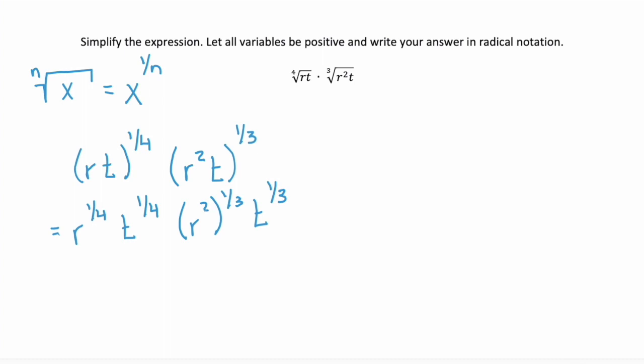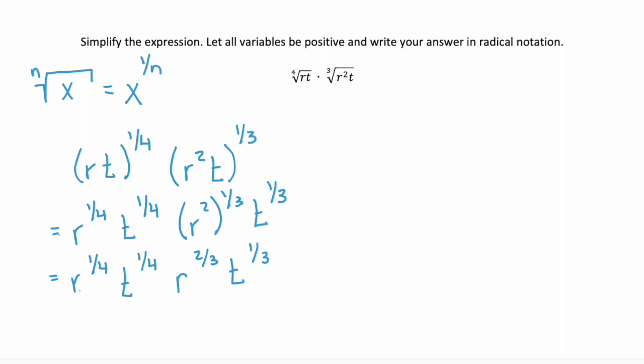Now we're going to use the rule of an exponent raised to an exponent. You multiply those exponents together. We need that to simplify this second r. So the first is r to the 1/4. We have t to the 1/4. And then this becomes r to the 2/3, and we have t to the 1/3.